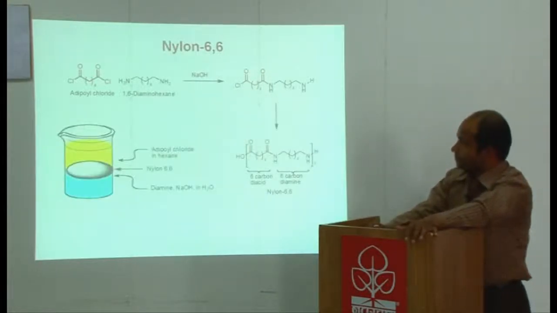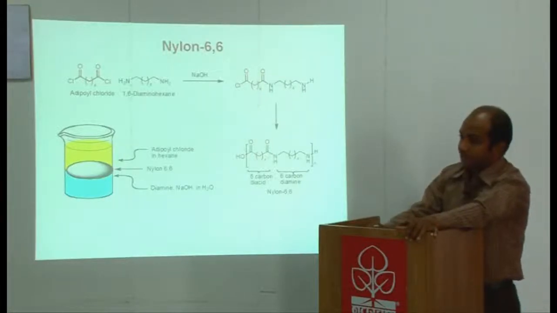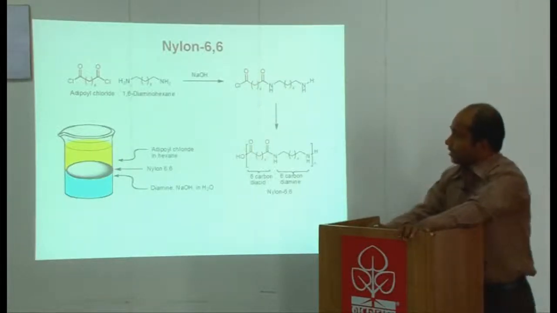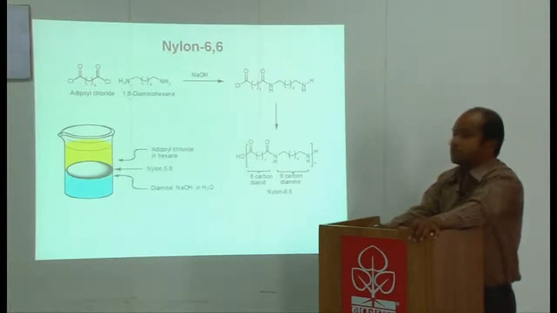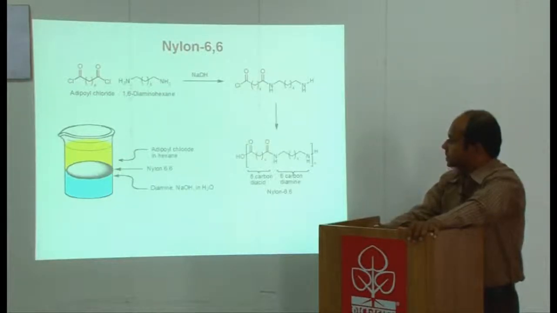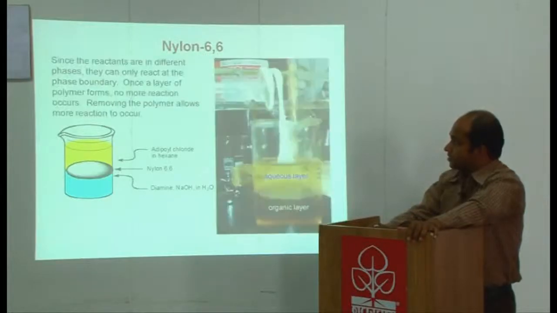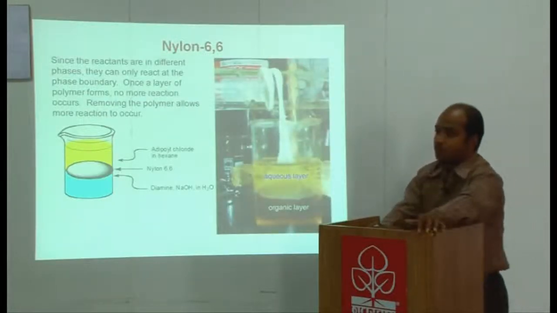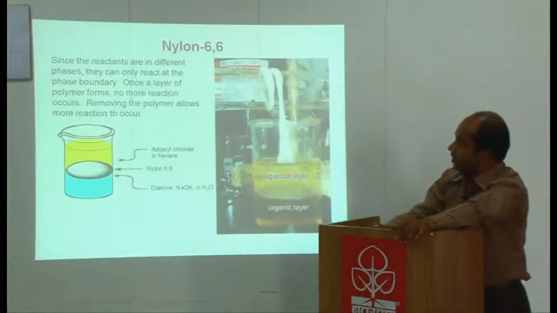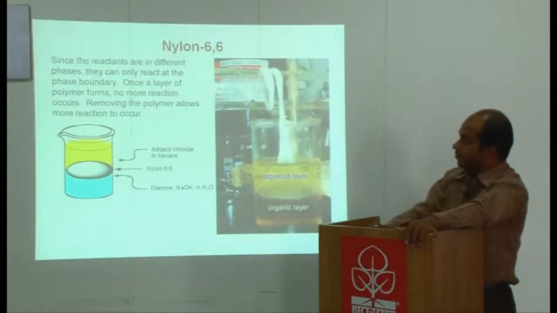How is nylon 6,6 formed? You have, as discussed here, adipoyl chloride as the monomer, or you can also have adipic acid as a monomer, and it is reacted with 1,6-diaminohexane. In presence of sodium hydroxide, you have this amide linkage, resulting in nylon 6,6. Now, this reaction takes place between the two monomers which do not mix readily. The reaction takes place at the phase boundary.